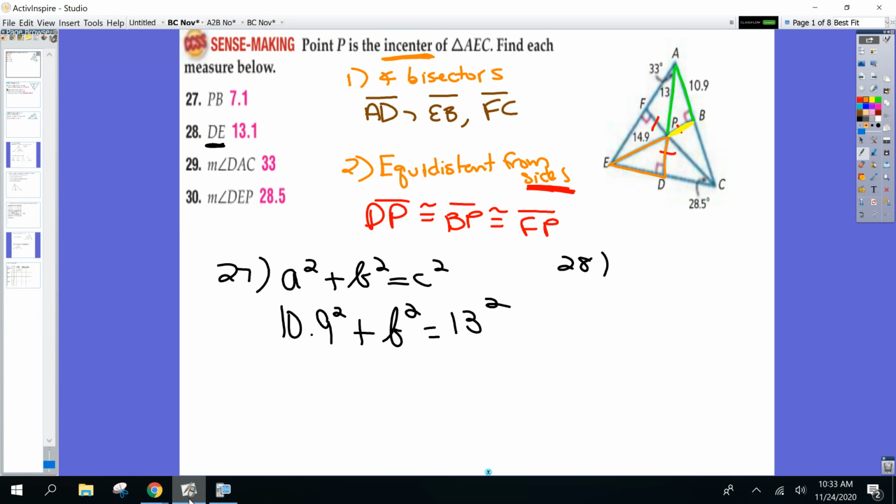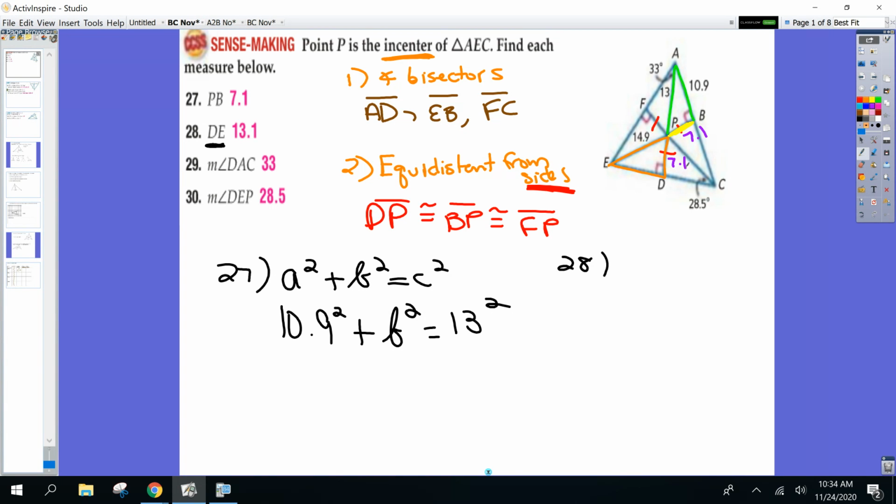Yeah, just 14.9. But we just did 27. Problem 27 said the length of BP was 7.1 after I did the Pythagorean Theorem. And because you know what an in-center is, it's equidistant from the sides, PB is congruent to PD, because they're both the same distance from P.